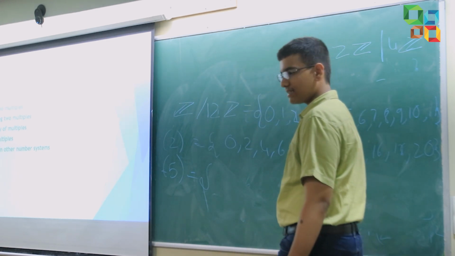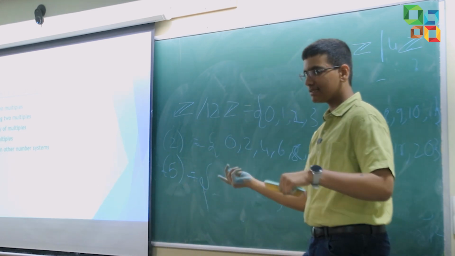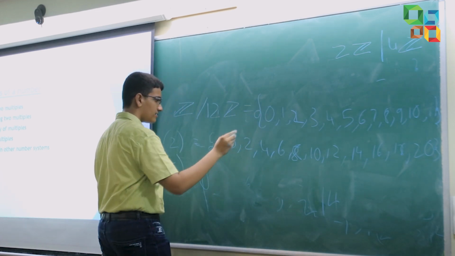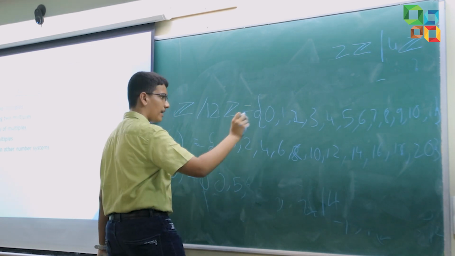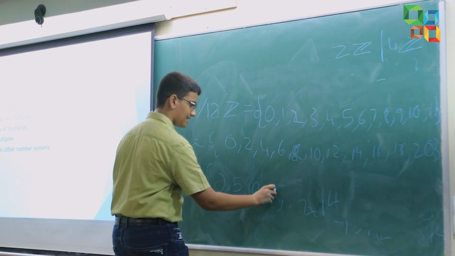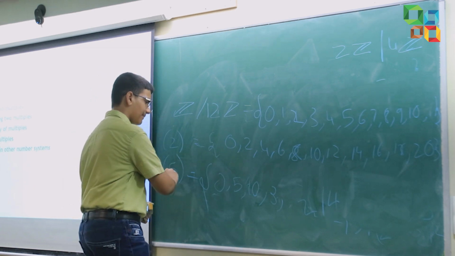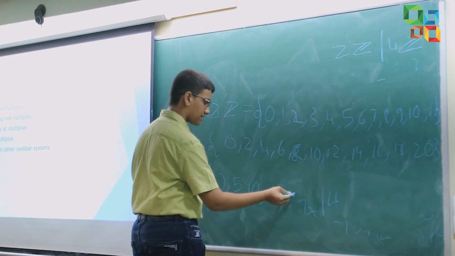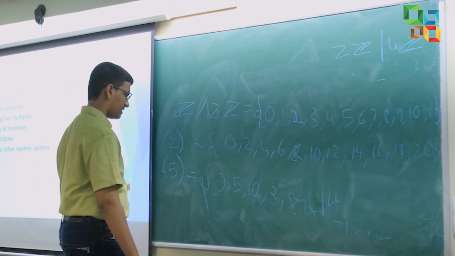0, 5, 10. Okay, that's intuition. 15 is just 3 again. Fine. Let's now multiply. 5 into 0 is 0. 5 into 1 is 5. 5 into 2 is 10. 5 into 3 is 15, and 15 is 3. So 3 is also a multiple. Okay, 5 into 4 is 20. 20 is just 8. 8 is also a multiple of 5 in Z mod 12Z.